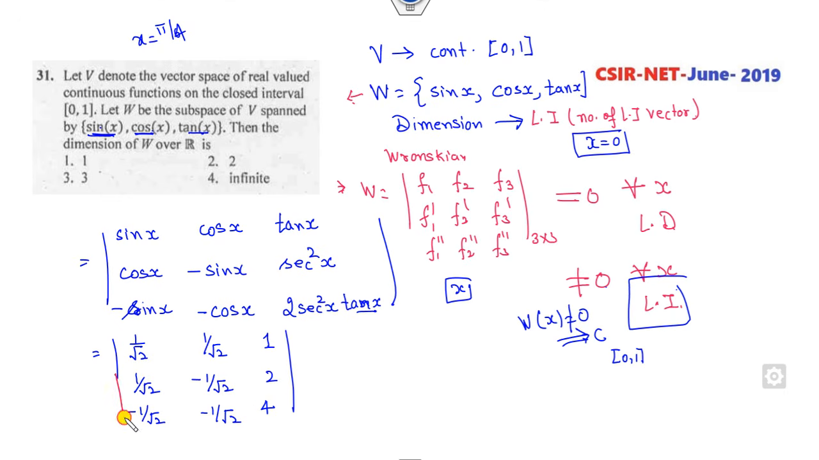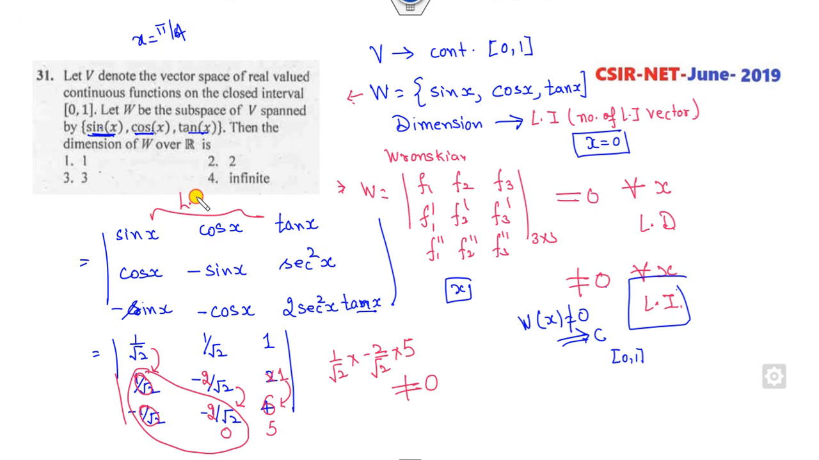Now how can you solve the determinant? You can simply add the columns, which gives you a 0, then 2 times, then 6 times. You can subtract them, which gives you a 0, then 2 times, then 1. Then you can subtract this pair, which gives a 0 and then a 5. So these three values will be 0. What is the product of them? 1 by root 2, minus 2 by root 2, and 5, which is non-zero. So it means these three vectors are LI.